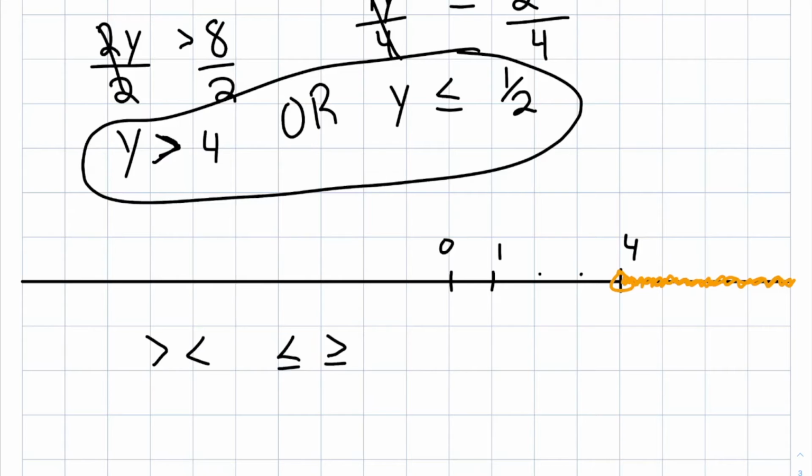So now in blue, we're going to do this one. So we have y is less than or equal to 1/2. So if we say 1/2 is right here, we're going to put a closed circle because extra mark. And we're going to color in everything this direction. And because we have an or up there instead of an and, this is our solution. Anything all the way to the left of this graph, so anything from negative infinity to 1/2, and then starting up again at 4 and going all the way to infinity.